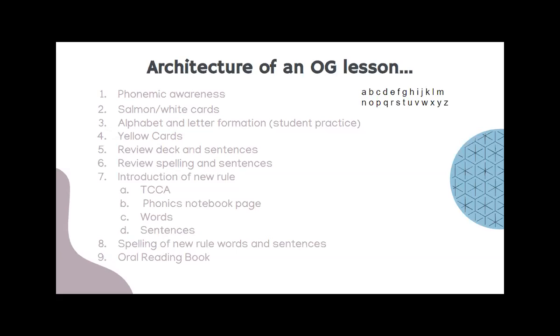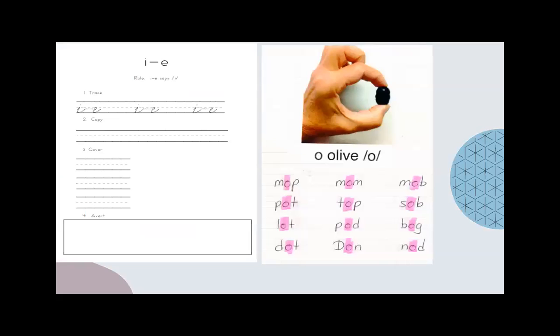Once they've done all of their practice, we'll say, today we're going to learn about the I consonant E rule. So we're going to say I consonant E spells I. And then the students would repeat back to me, I consonant E spells I. Then we're going to do something called trace, copy, cover, which on the next slide, you're going to see. This is the page that they would have available to them, where the rule is written at the top and it says, I consonant E says I.